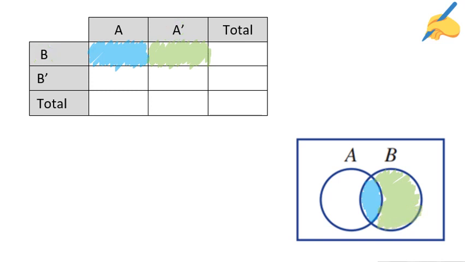This third section, if I look up and left, it's A and not B. So A and not B is here. And this last one, it's not A and not B. Not A and not B, that's this whole outside section here. So that's how the two-way table corresponds to the Venn diagram.